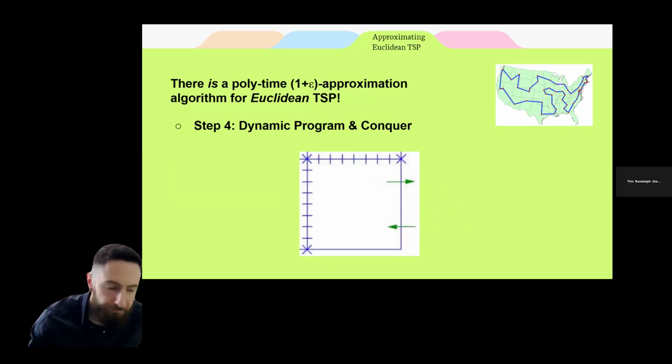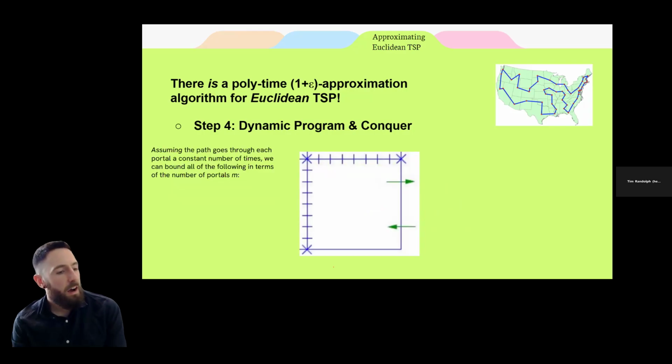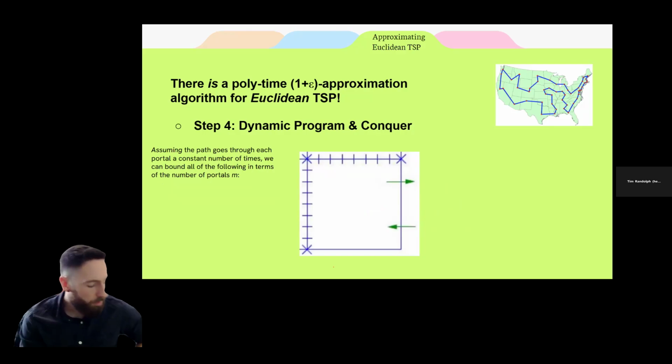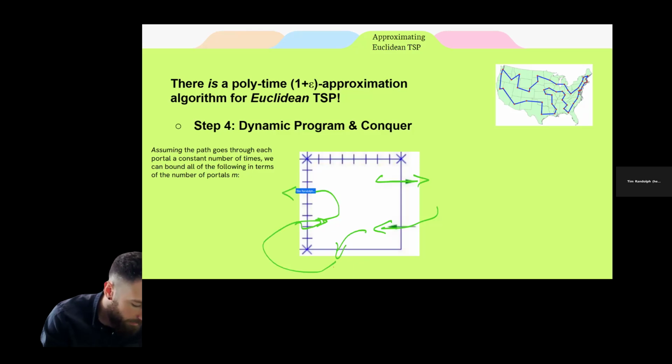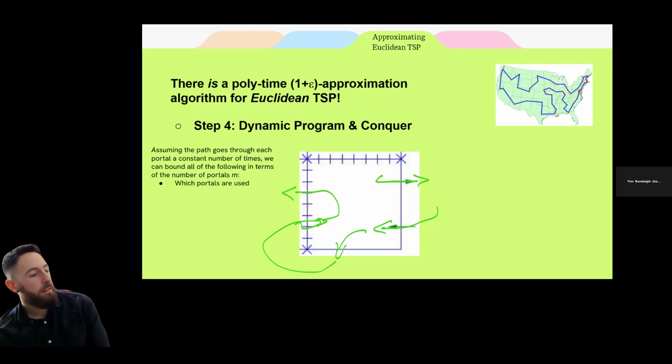So in particular, let's imagine our path goes through each portal a constant number of times. So maybe our optimal path goes out this portal, and then in this portal, and then out that portal, and then in this portal, and so on. Which portals are used is some function of m. If there are m portals in total, which ones we use, there are like 2 to the m possibilities for that.